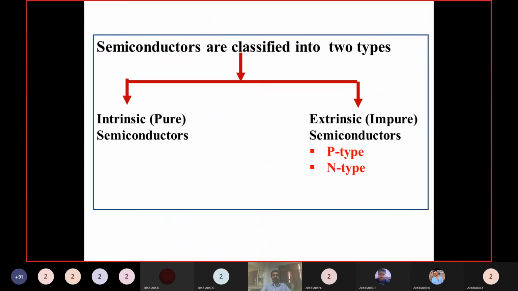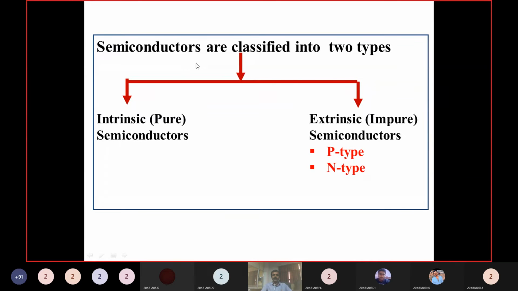Now, we already discussed what semiconductors are. Semiconductors mean the energy band gap is less than 3 electron volts. Those materials are called semiconductors. The conductivity range of semiconductors is 10 to the power of -4 to 10 to the power of +4 Siemens per meter.